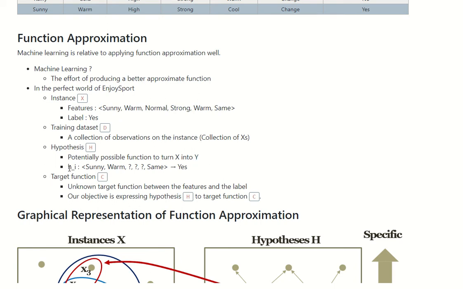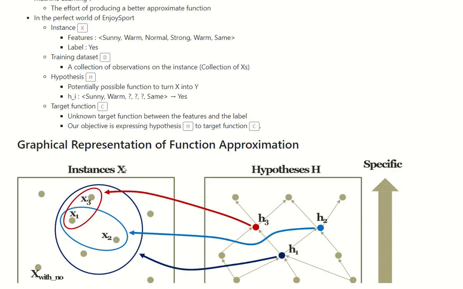So h is sunny, warm, question mark, and same. In this case, we can turn this x into y as yes. And next, the target function C is an unknown target function between the features and the label. So our objective is to express hypothesis H as target function C.